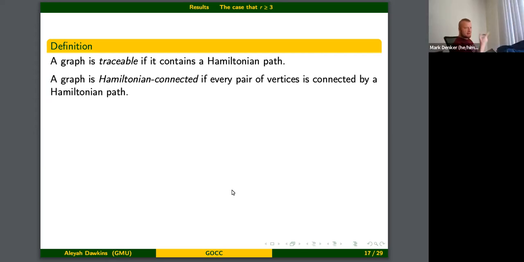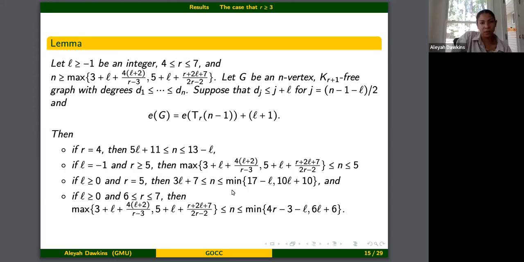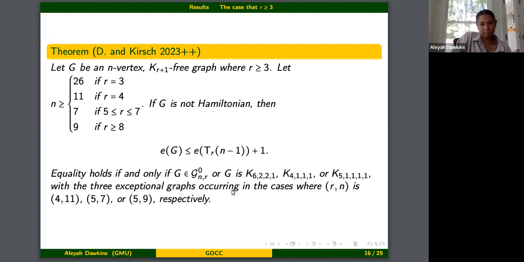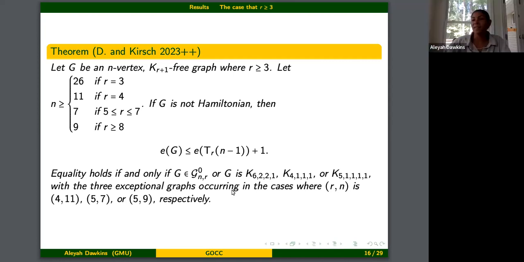Can we quickly go back a slide? Because I was trying to do some visualization in my head and I realized my visual was wrong. The next one? The next one. Okay. Right. Is K5,1111 not Hamiltonian? It's not.